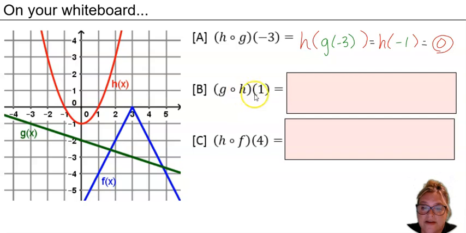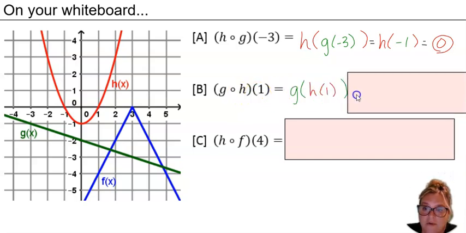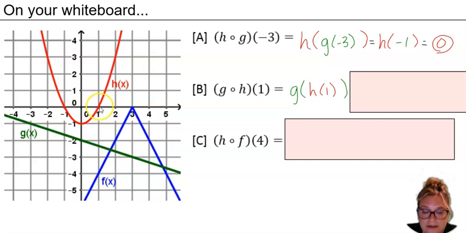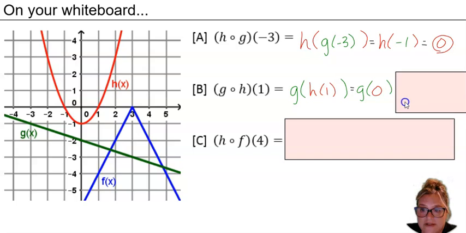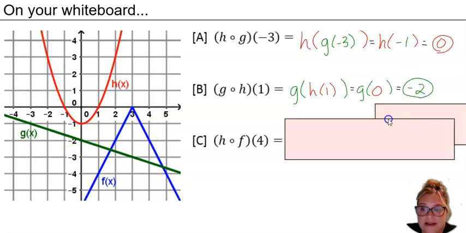G composed with h of positive 1, that's going to be g of h of 1. So we're going to look for 1 on the x-axis, and h, we're on it. It's got a y value of 0. So now we're evaluating g of 0. So we go to 0 on the x-axis, down to the function g, and that output, that y value, is -2.